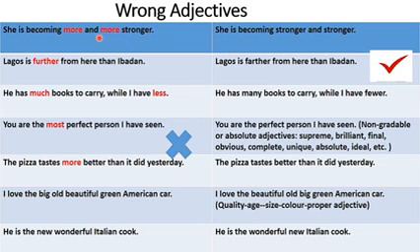The problem here is with this more and stronger. Both of them have ER at the end. That is they are comparative forms. So you can't have two comparative forms. And the sentence should have been, she is becoming stronger and stronger.